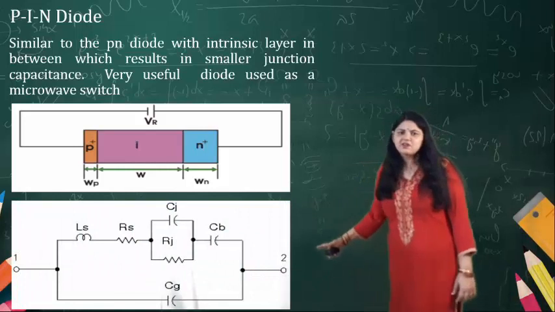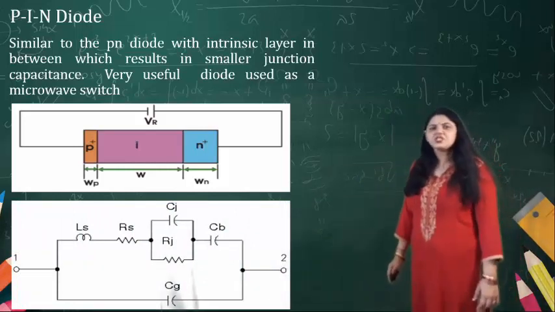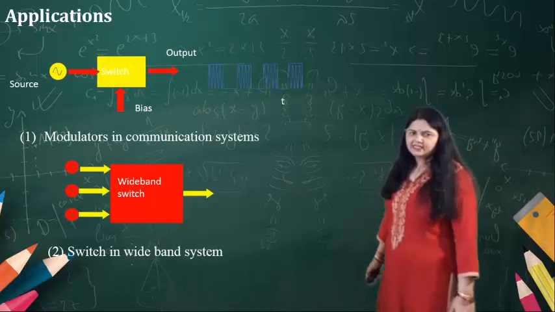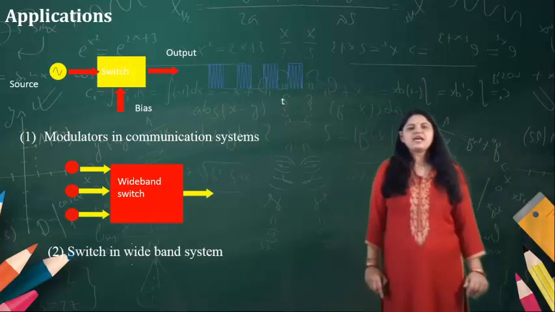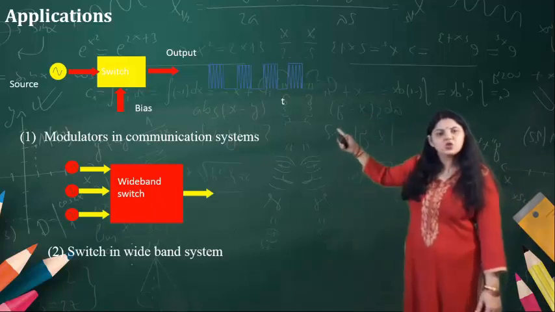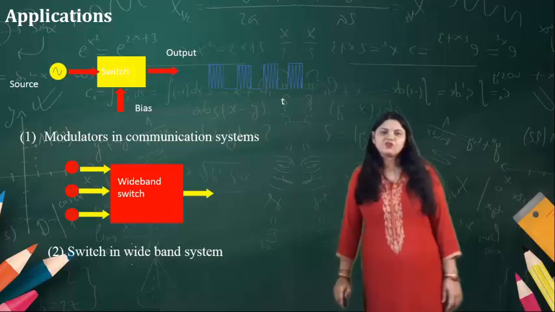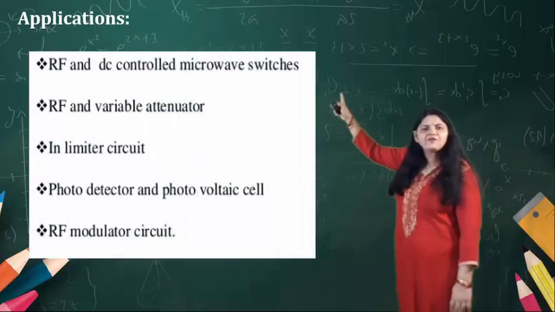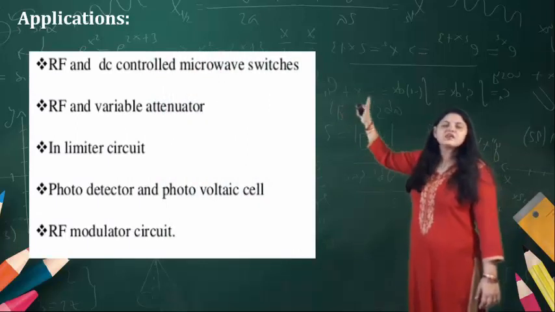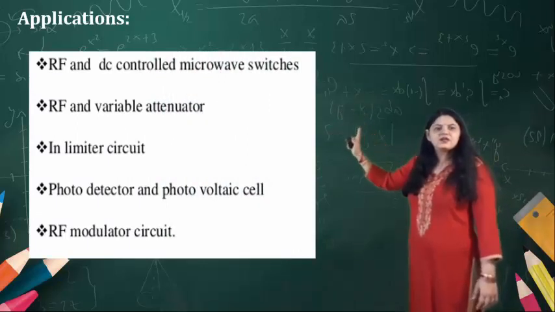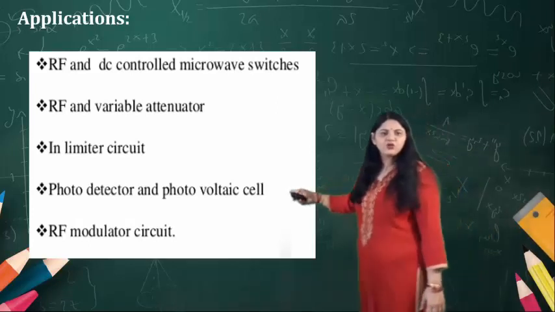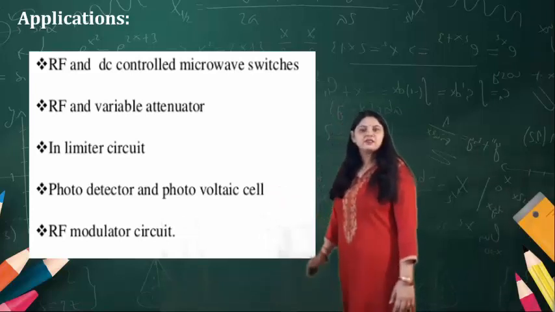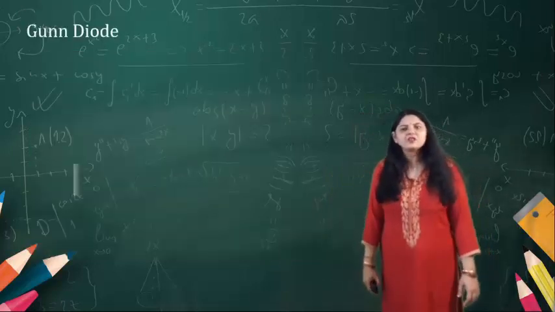Here is the equivalent circuitry for the PIN diode. Now the applications of the PIN diode are in the communication system. It can be used as a wideband switch, and it is also used as a modulator in the communication system. So there are various applications like RF and DC controlled microwave switches, RF variable attenuator, limiter circuit, photo detector and photovoltaic cell, and the RF modulator circuit. So this is about the PIN diode.